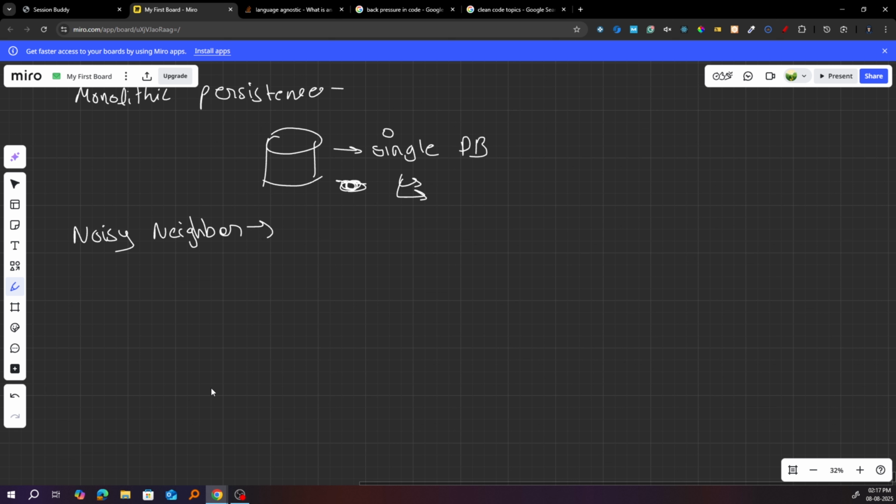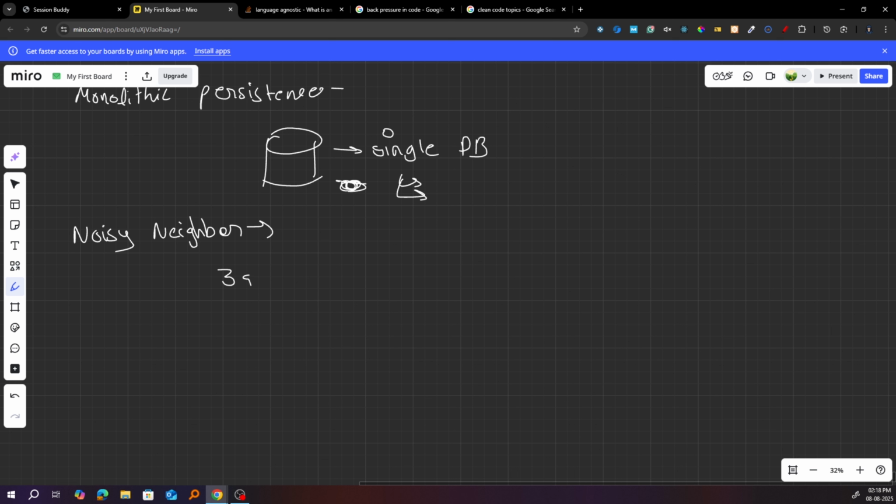Noisy neighbor means, as it says, your neighbor is very noisy. Whenever you have a component or a service that is utilizing more resources than it should, using shared resources, it can lead to resource contention and reduced performance for other components. Of course, other components won't be able to utilize much of the resources, right?